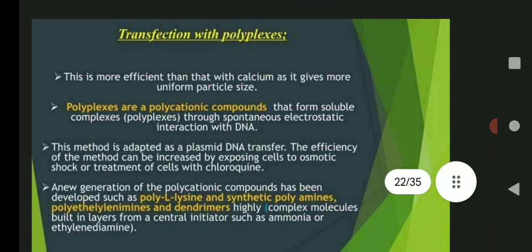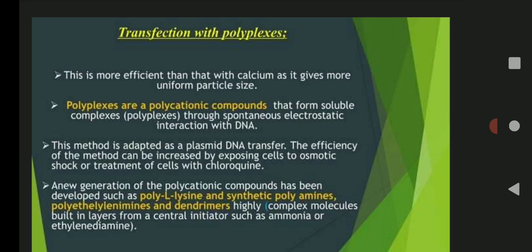Another method is transfection with polyplexes or using a polycationic complex. Normally synthetic polylysines, polyamines, polyethylenimines, and dendrimers are utilized for this purpose. They adopt the method of osmotic shock with a treatment with chloroquine, whereby the DNA gains entrance into the animal cell.